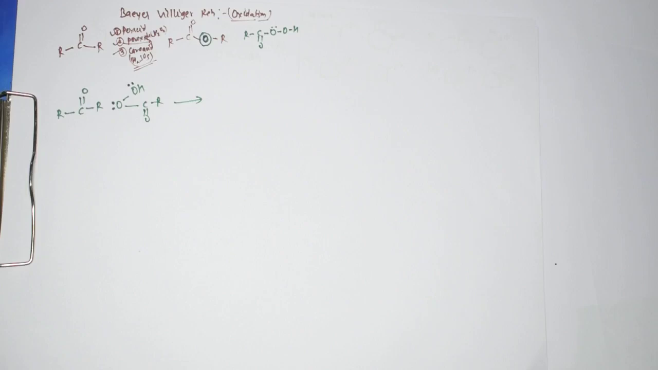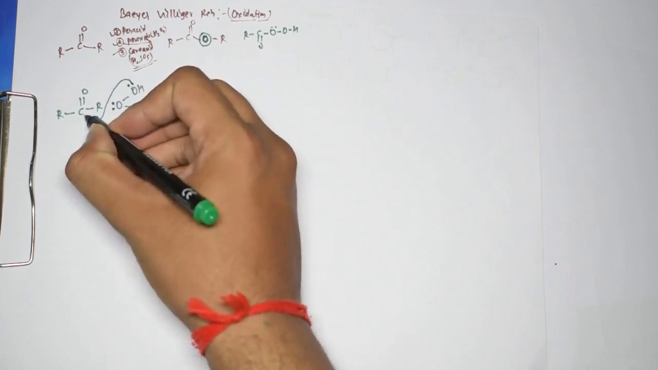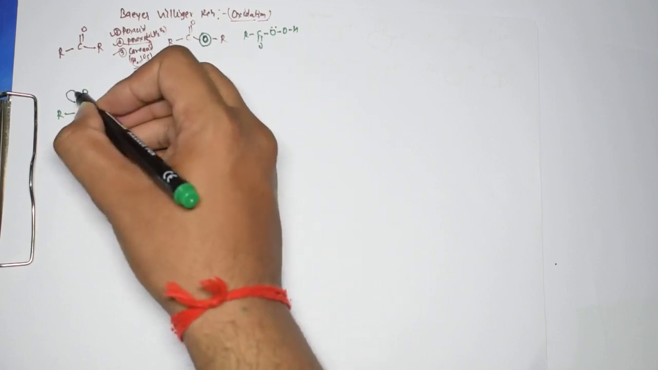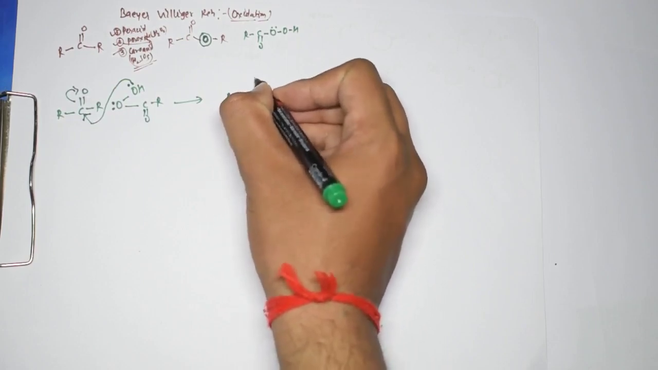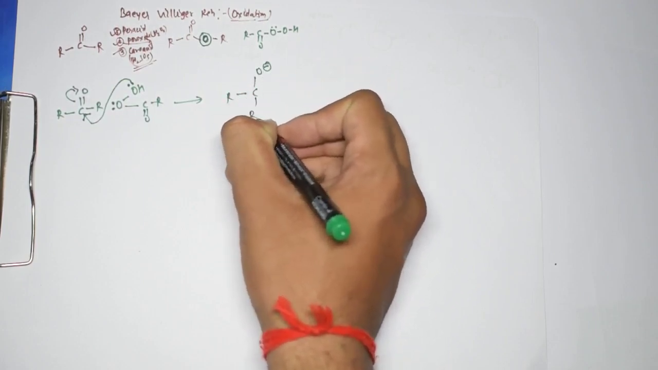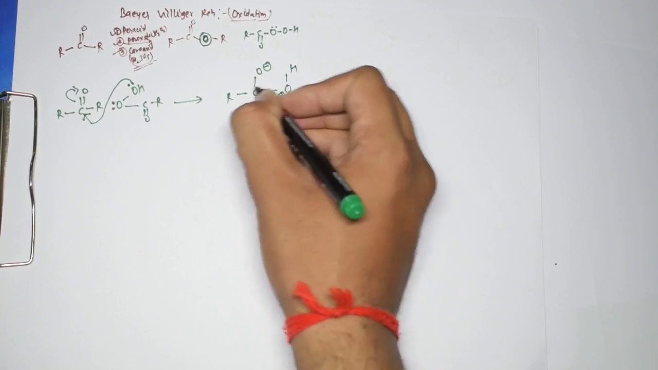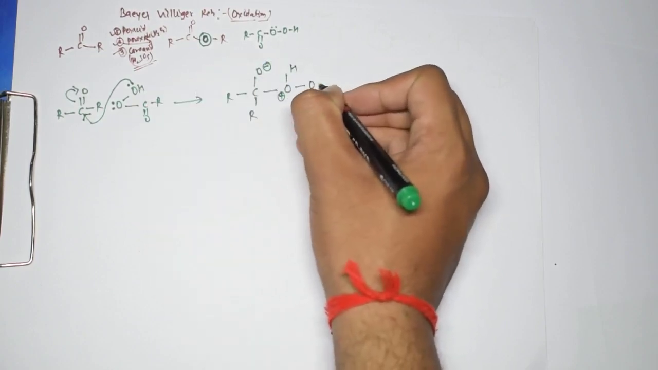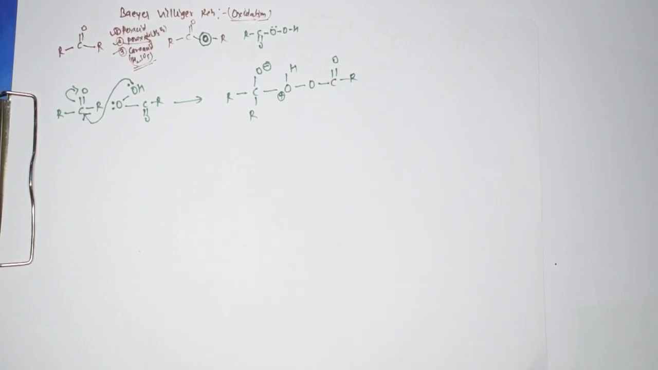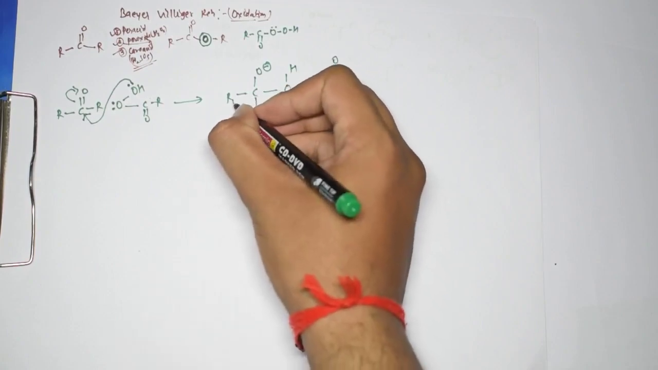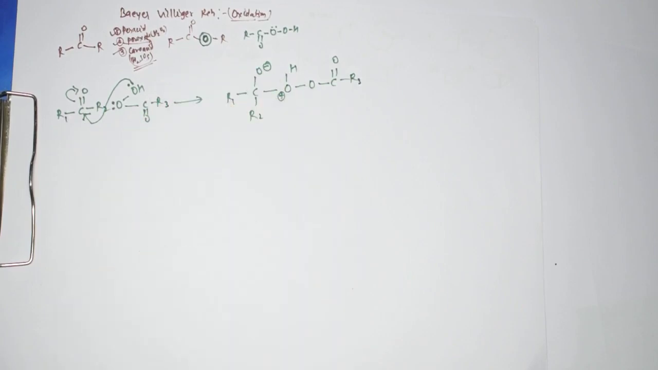Now in the next step, what will happen? This OH of the peracid is going to attack the carbonyl carbon, and this double bond will shift over here. So here we will have R, C, with O minus and one more R, and here we will have this O and H, and a positive charge will come on this oxygen. And here we will have O, C double bond O, and R. If I write it as R1, R2, R3, that would be much better. So let's write it as R1, R2, and this as R3.